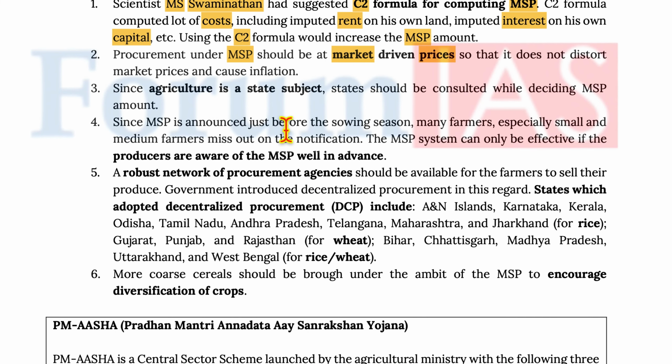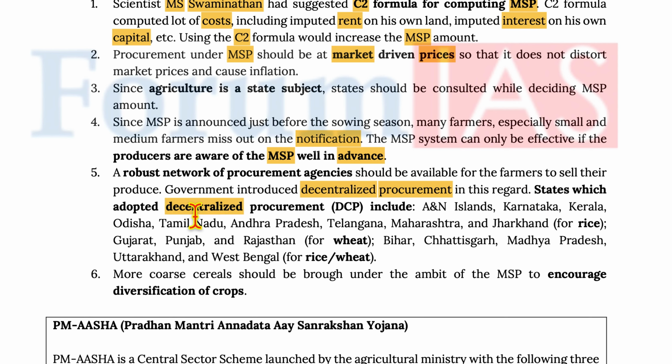Since MSP is announced just before the sowing season, many farmers, especially small and medium farmers, miss out on the notification. The MSP system can only be effective if the producers are aware of the MSP well in advance. Now, a robust network of procurement agencies should be available for farmers to sell their produce. Government introduced decentralized procurement in this regard.